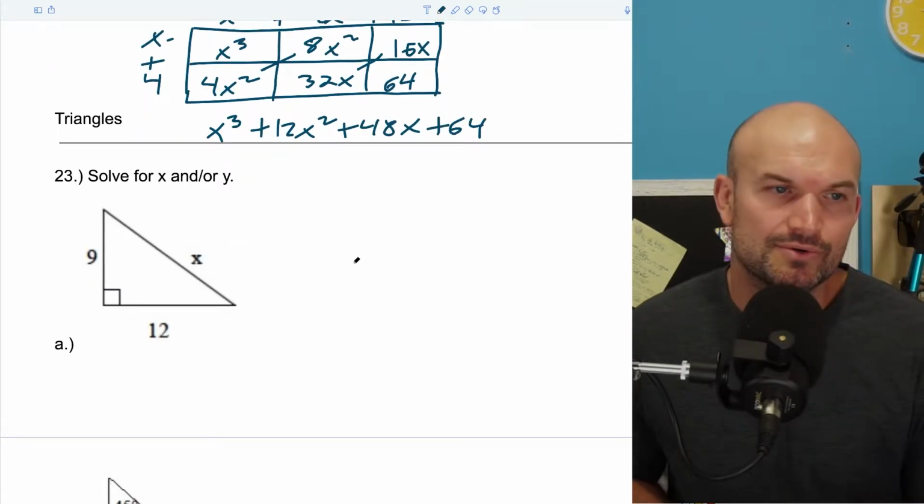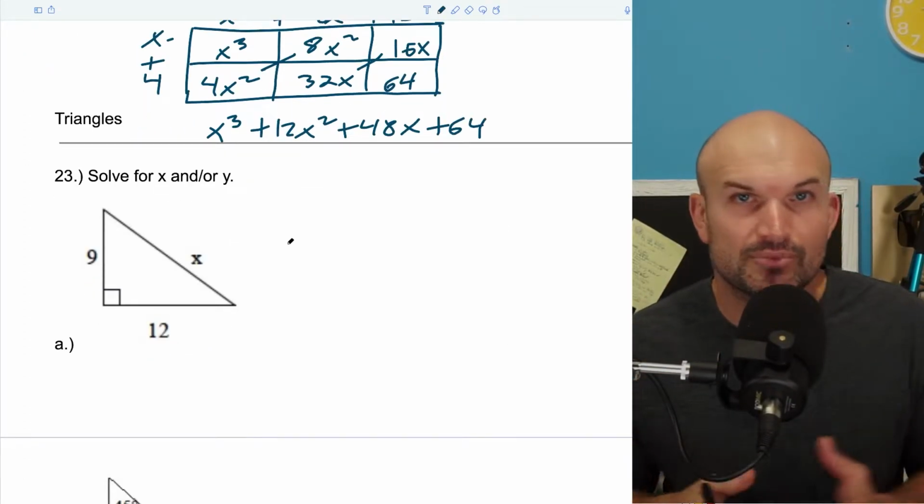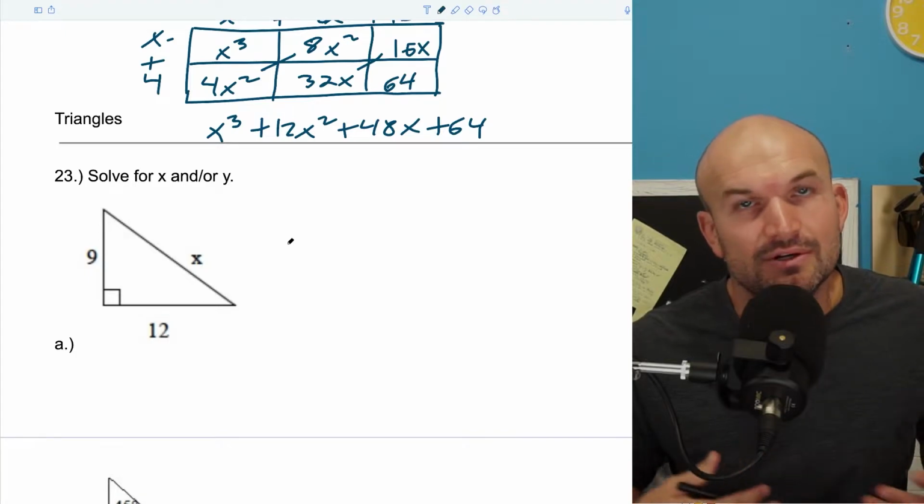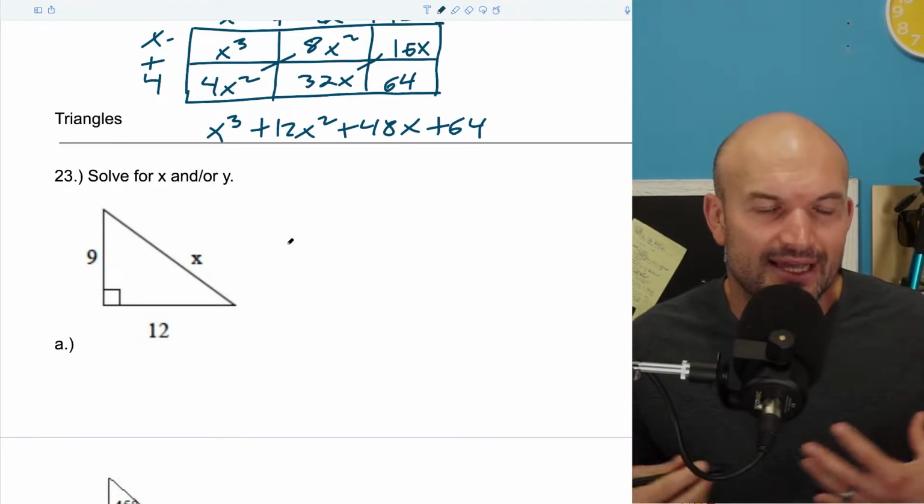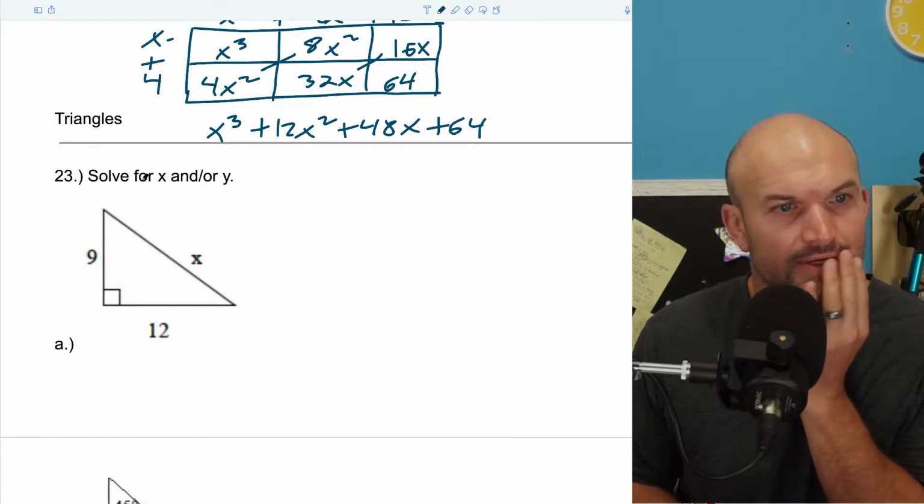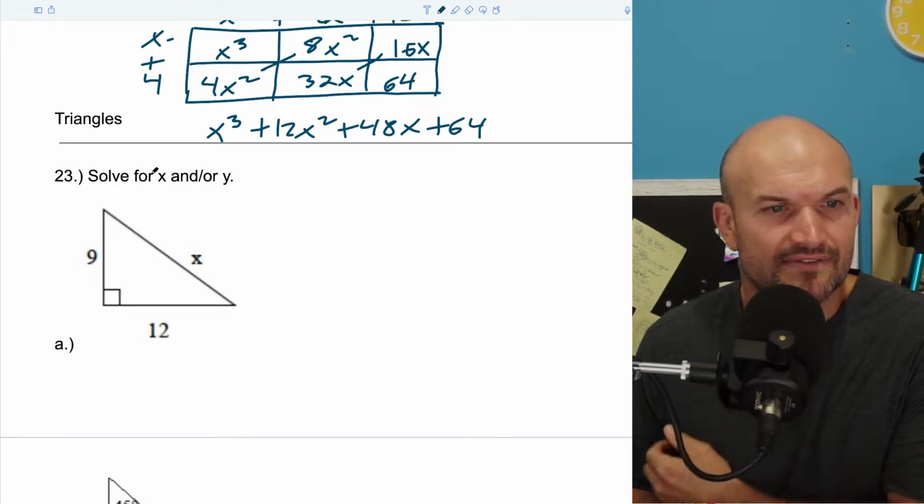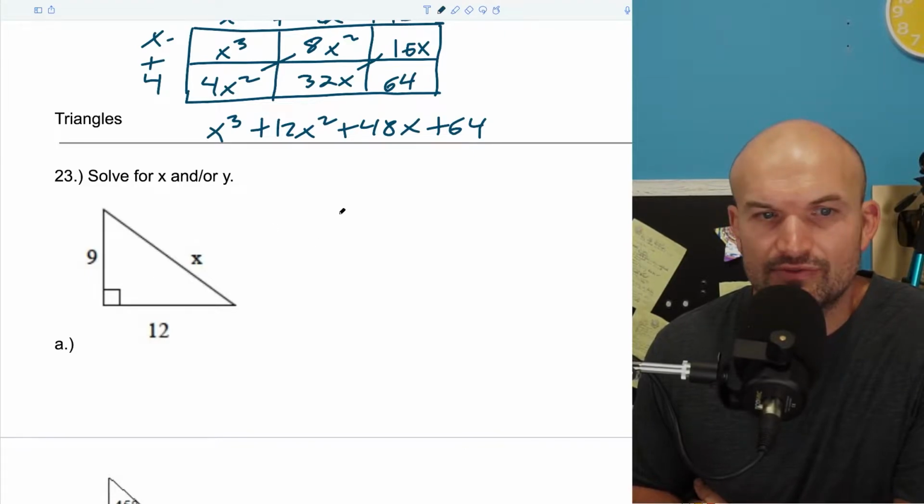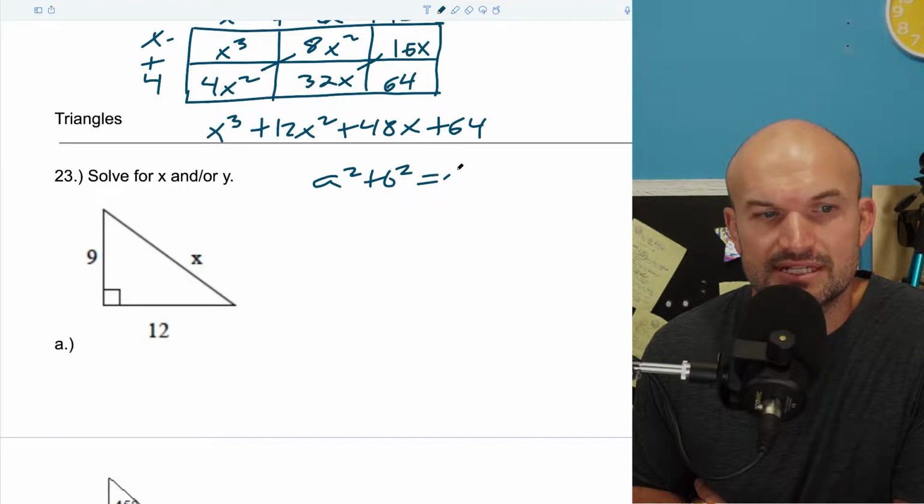All right, so now let's do a quick review of geometry, because even though precalculus has a ton of algebra, there's also a lot of trig and triangles going on. So in this case, I have to solve for x and y. Hopefully you recognize the Pythagorean theorem, right? Remember, a squared plus b squared equals c squared.